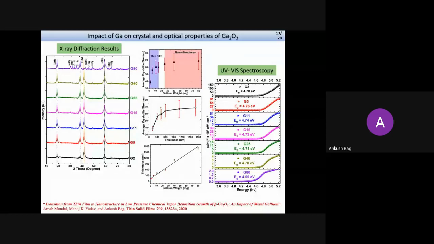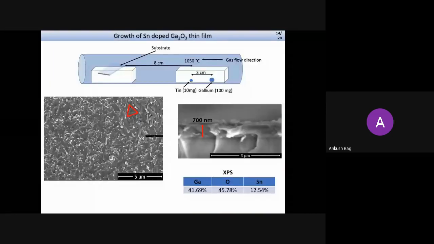Now coming to our research. Whatever thin film or nanostructure we developed in the earlier slide, it is very difficult to get conductivity. Whenever we tried to do some metallization and check the conductivity, absolutely there was no current.